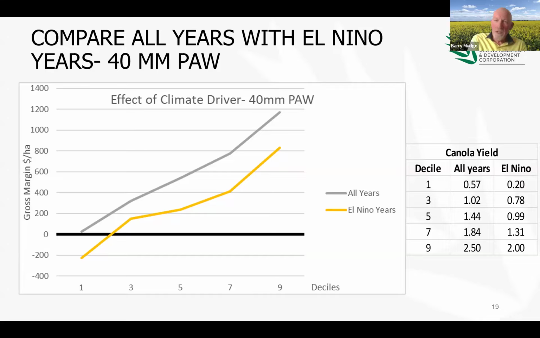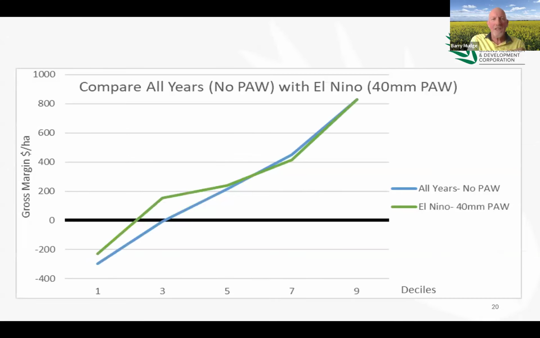But the really interesting thing is the next slide, where we actually put both of those two graphs together, comparing all years, the last 120 years, with no plant available water, against an El Nino with 40 millimetres of plant available water. Again, I'm not saying we're going to have an El Nino, but essentially the plant available water has removed our immediate fear of the El Nino. Let's hope we might be somewhere in between the two situations of all years and an El Nino.